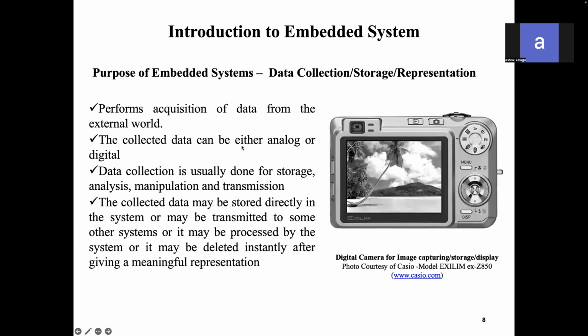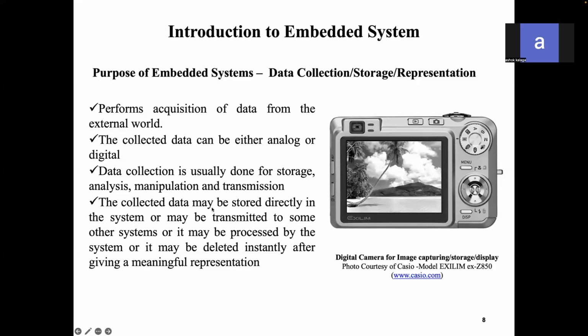Second one, the collected data can be either analog or digital. Now, you know very well the information which is available in nature is always analog, not digital. Okay. So the collected data can be either analog or digital. Now, the data collection is usually done for storage, analysis, manipulation, and transmission. So once we collect the data, we need to store the data at a particular place. And after storing the data, we need to perform various analysis techniques on the data, and we can manipulate the data. And once it is done, finally we can transmit the data from one place to another place.